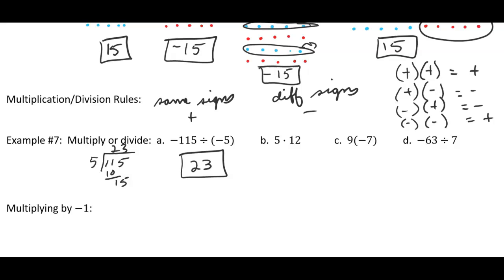All right, the next one, 5 times 12. Positive times positive is going to be positive 60. Now I've got 9 times negative 7. I have one negative sign. If you have a bunch of them, an odd number of negative signs means the answer is negative, and an even number means it's positive. So we just have the one negative sign, which means our answer is going to be negative 63. 9 times 7 is 63. And then the last one, we're dividing a negative by a positive, so the answer is going to be negative, and it's going to be 9.